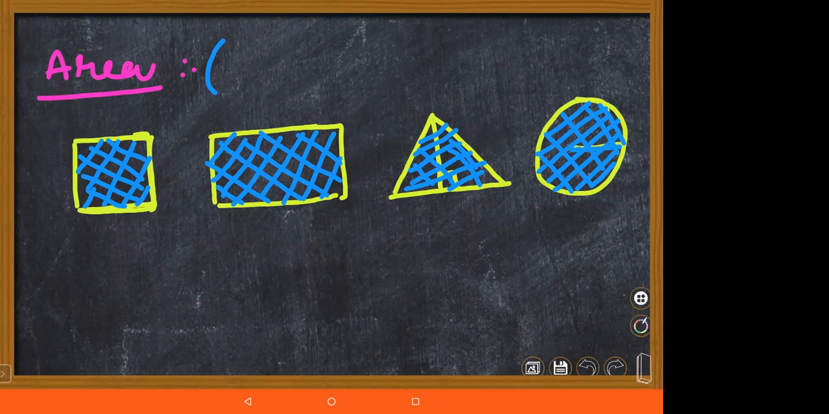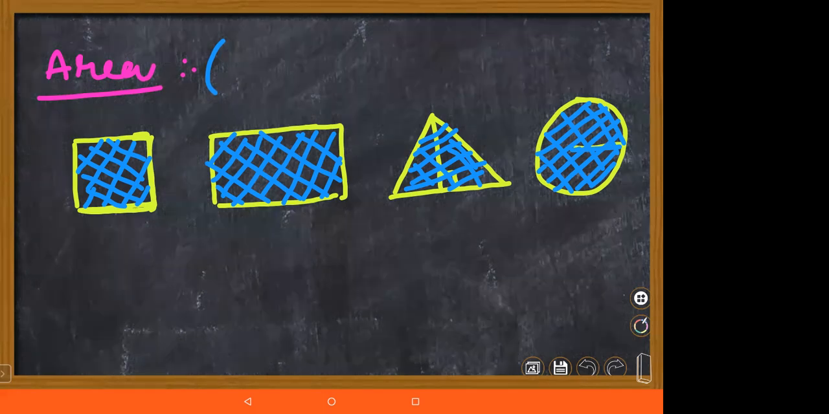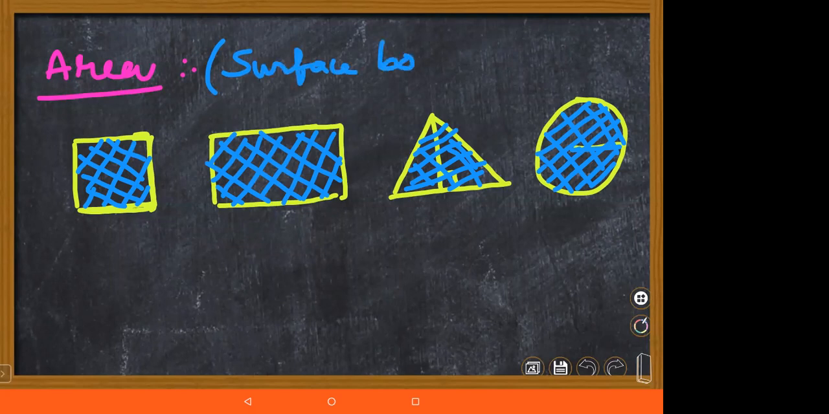How much surface? Not only this, children, you can take whatever. Units are also very important for area. Units for area are square units, children. So area can be measured in square units. What does area mean? Whatever surface is bounded by a 2D figure. Suppose here you see, children.